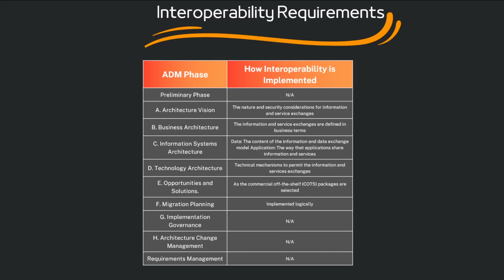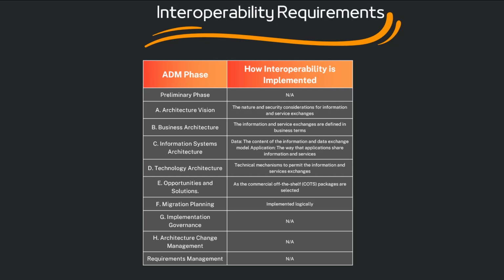In the architecture vision phase, interoperability is addressed when we are talking about the nature and security considerations for information and service exchanges. In the business architecture phase, we discuss interoperability when we are discussing the information and service exchanges as they are defined in the business domain. In information systems architecture, interoperability is discussed in two areas. In the data domain, we are talking about the content of the information and the data exchange model, as well as the application domain, when we talk about the way that applications share their information and services.